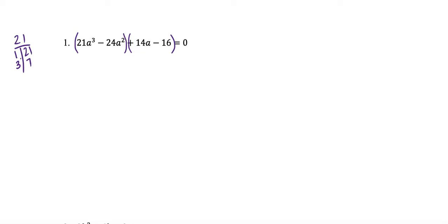Now I'm going to take these numbers and see which of these go into 24. I want to start with my biggest number because I'm trying to find the biggest number that goes into both. So 21, that doesn't go into 24. 7 doesn't go into 24. But 3 does. So that means I'm going to take out a 3.